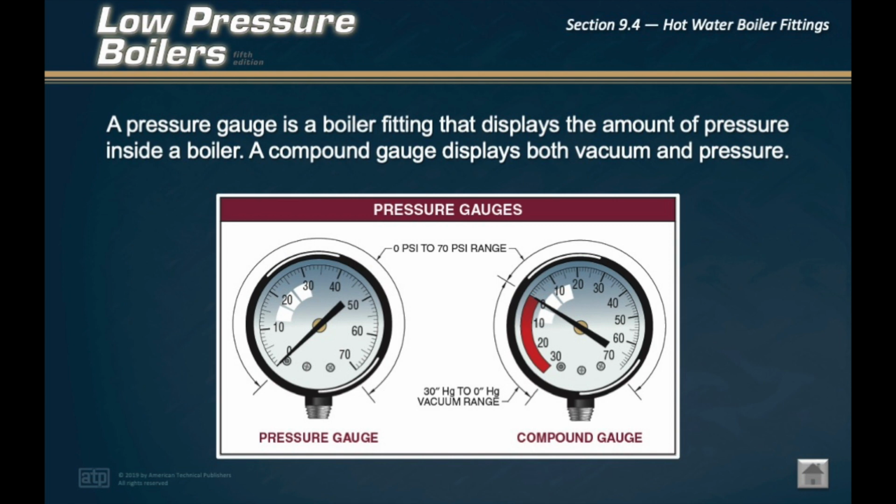A pressure gauge is a boiler fitting that displays the amount of pressure inside a boiler. A compound gauge displays both vacuum and pressure. Pressure gauges allow an operator to monitor changes in pressure and maintain the equipment within a safe operating range. The gauge is connected to the highest part of the load side in a hot water boiler. In a steam boiler, it will be at the highest part of the steam space. The gauge must be positioned to allow for easy viewing. A compound gauge displays vacuum in inches of mercury and pressure in pounds per square inch.